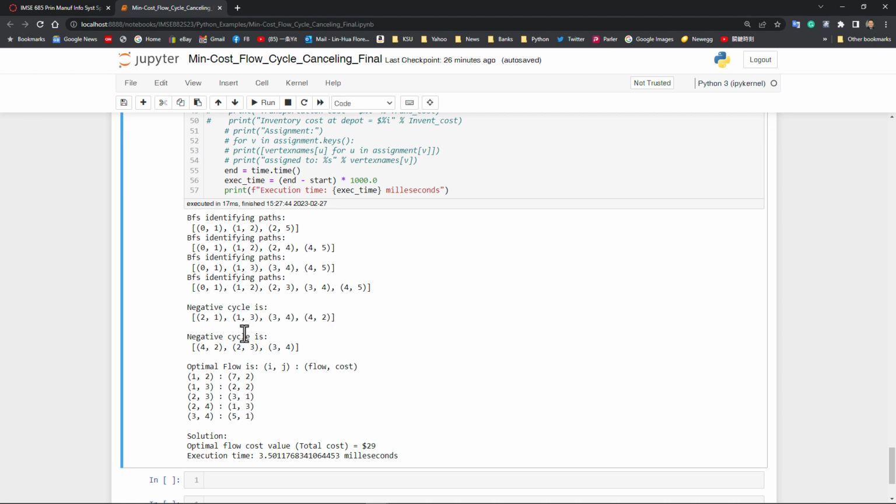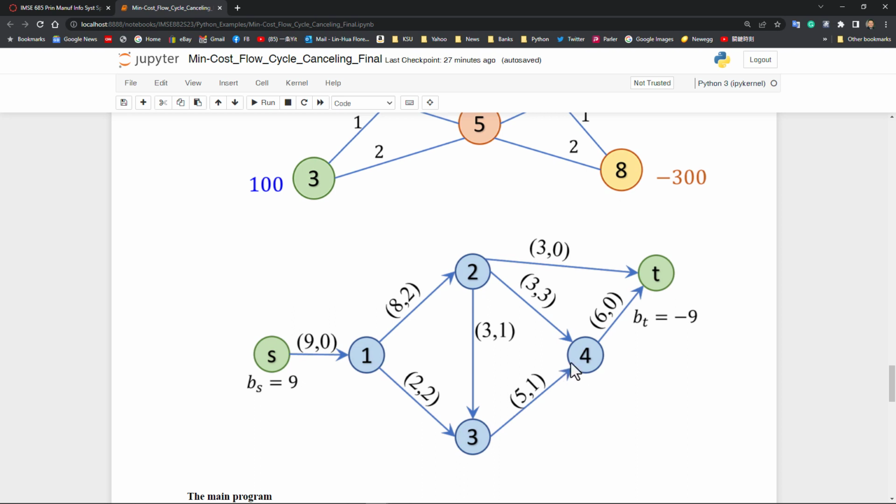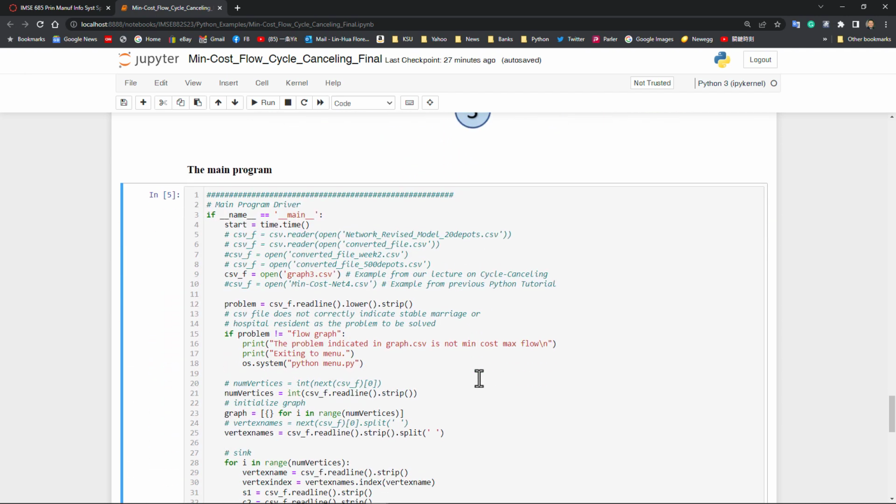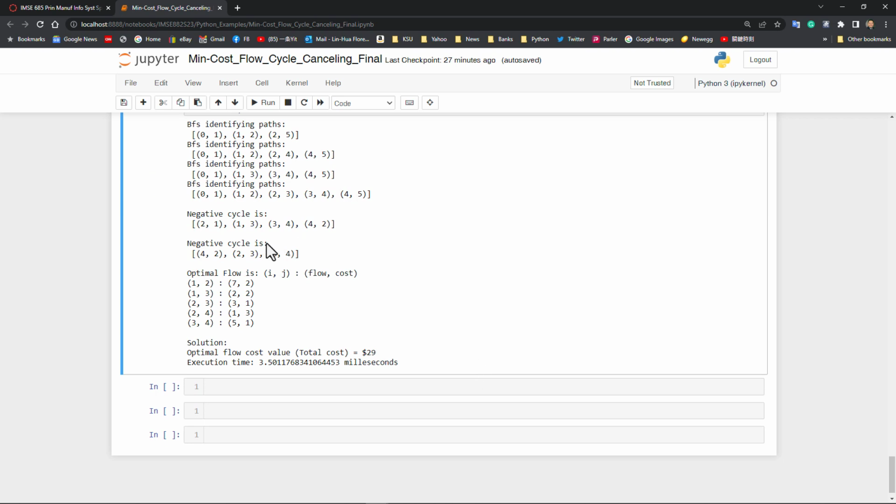The second negative cycle is 4 to 2, 2 to 3, 3 to 4. This is the negative cycle we have, and therefore we can send flow down around it. After that, no more negative cycles exist. And the optimal flow is 1 to 2 equals 7, 1 to 3 equals 2, 2 to 3 equals 3, 2 to 4 equals 1, and 3 to 4 equals 5. And the total cost is 29.